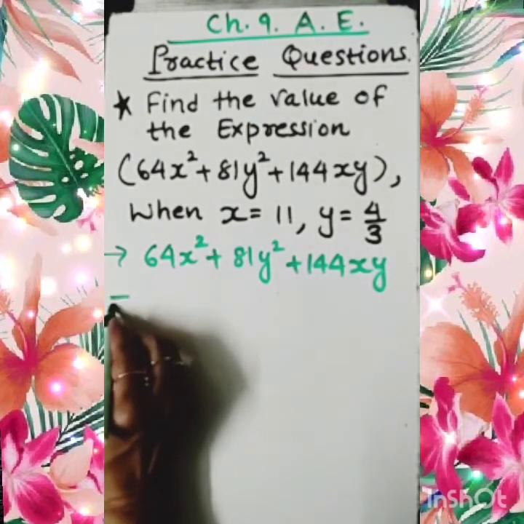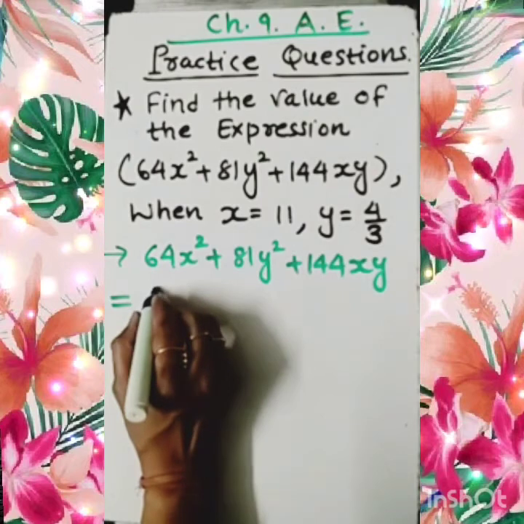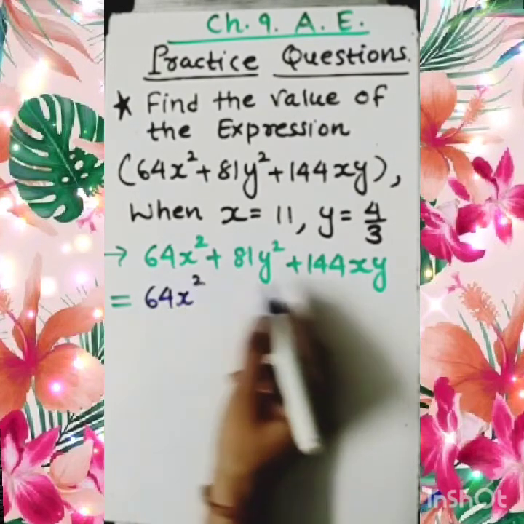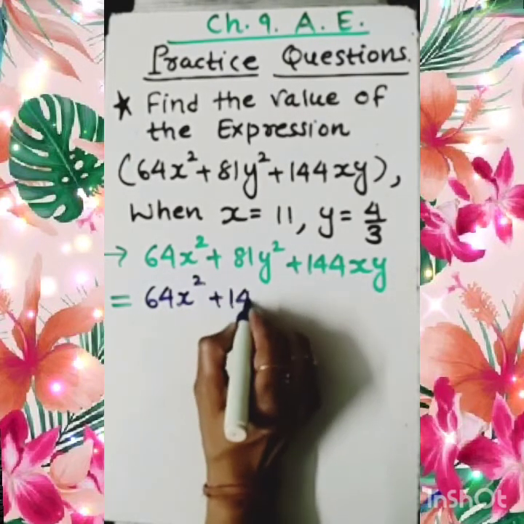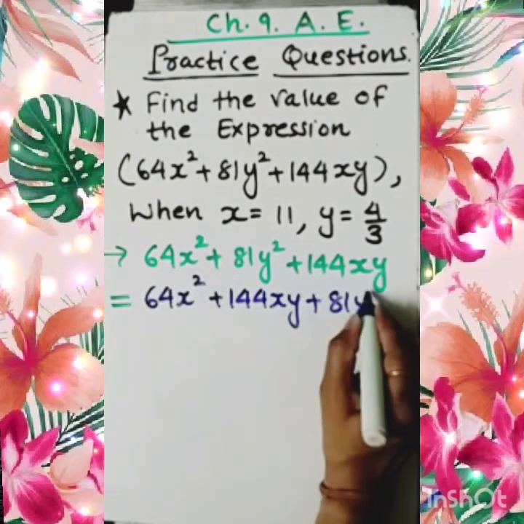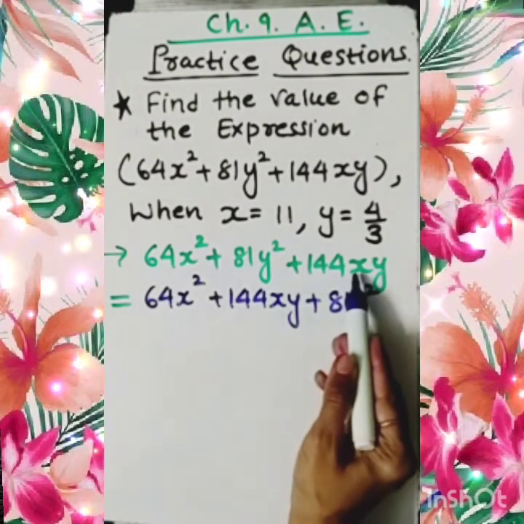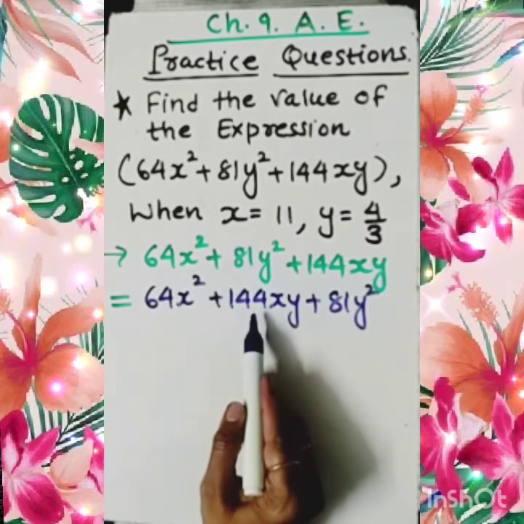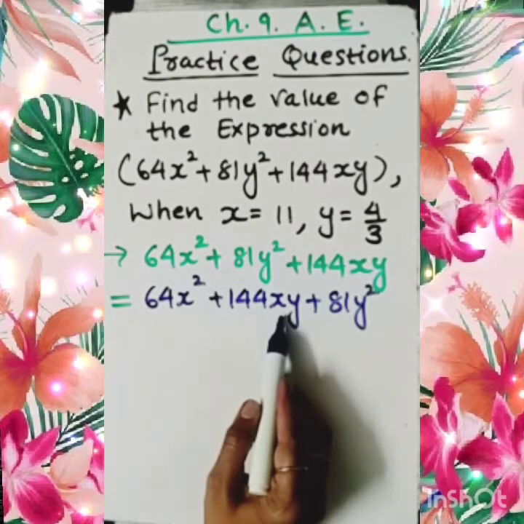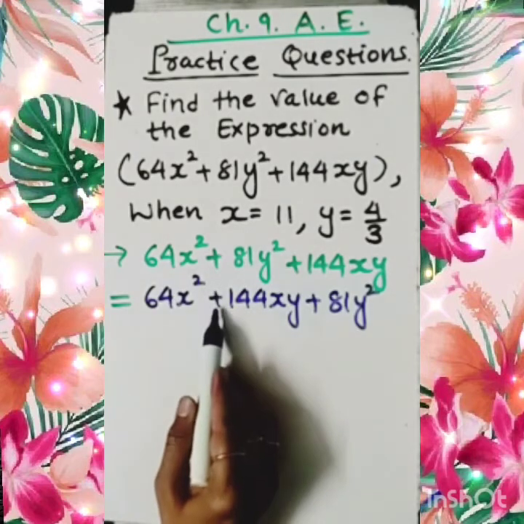Now, if you are a keen observer, then you can see that the terms are not in order. If you want to compare with the identity, then the terms should be in this way: 64x square. This 144xy should be the middle term, and this 81y square should be the last term. Okay, so in the very beginning step, I have written 144xy in the middle. Here you can see in the middle I have written the first term, second term and third term. Okay, and here plus sign is here.